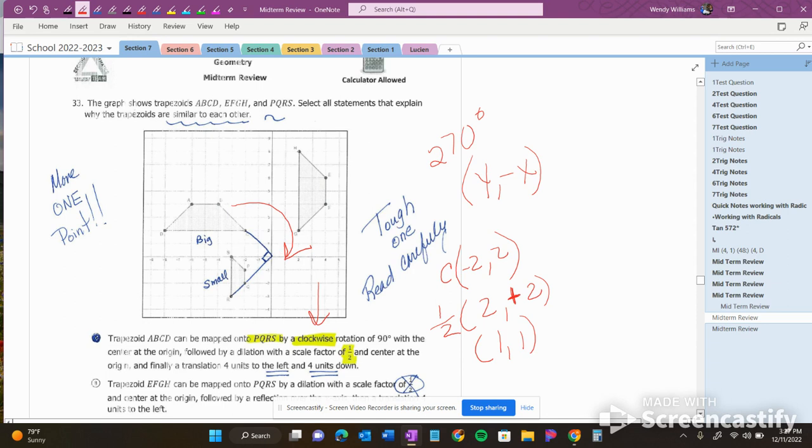Notice we end up at, what do we end up at? 1, 1. Then it says 4 units to the left, followed by 4 units down. We should be at -3, -3. And if you look, we end up at -3, -3.